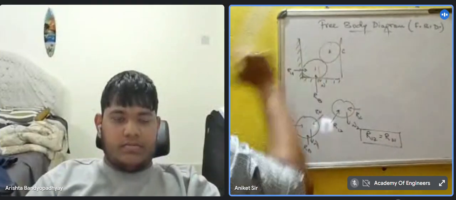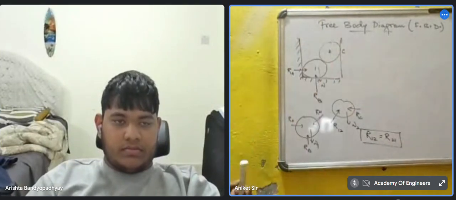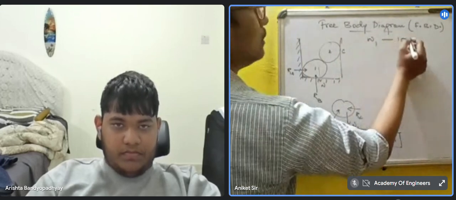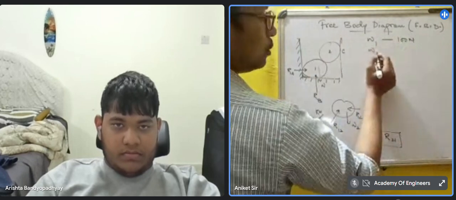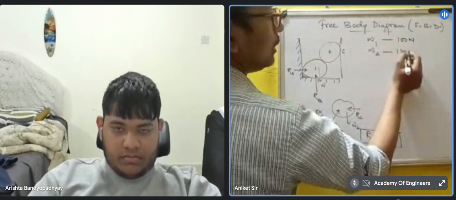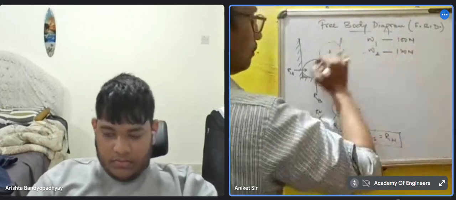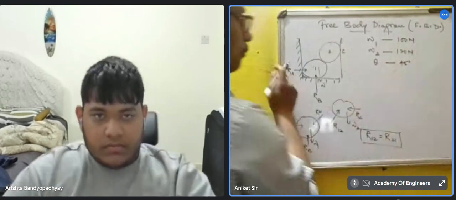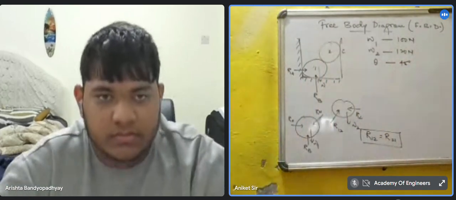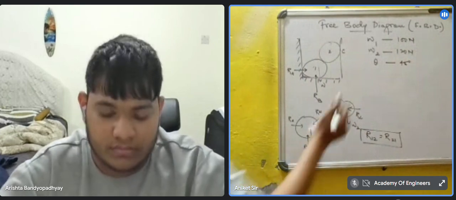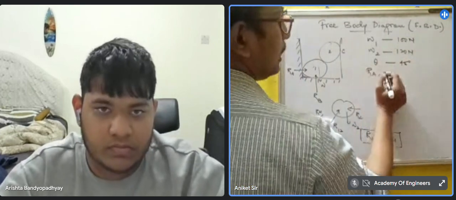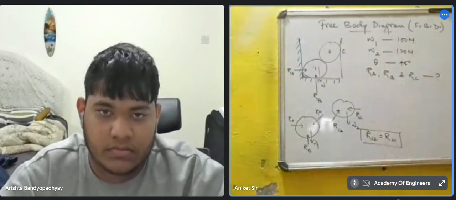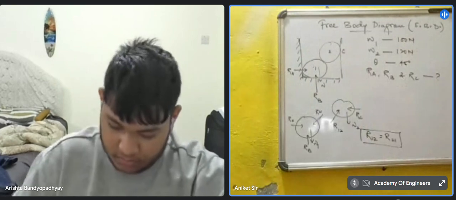I'm just taking one question on the basis of this diagram. If I take W1 as 100 Newton and W2 as 120 Newton, and the angle theta is 45 degrees, then what will be RA, RB and RC? Find the value of the support reactions RA, RB and RC. Okay, this is our question.